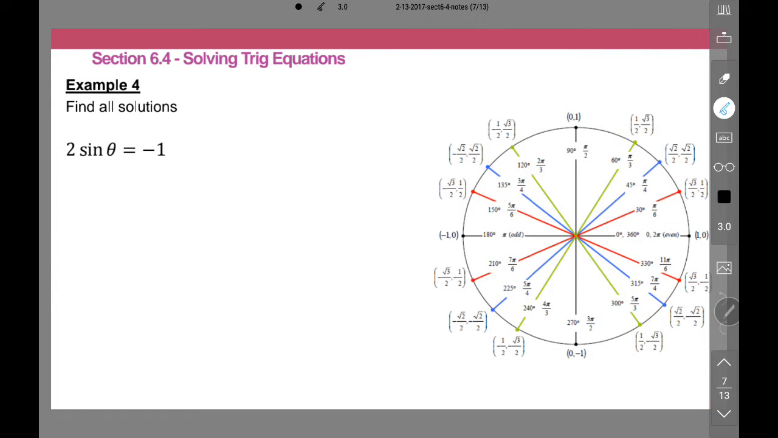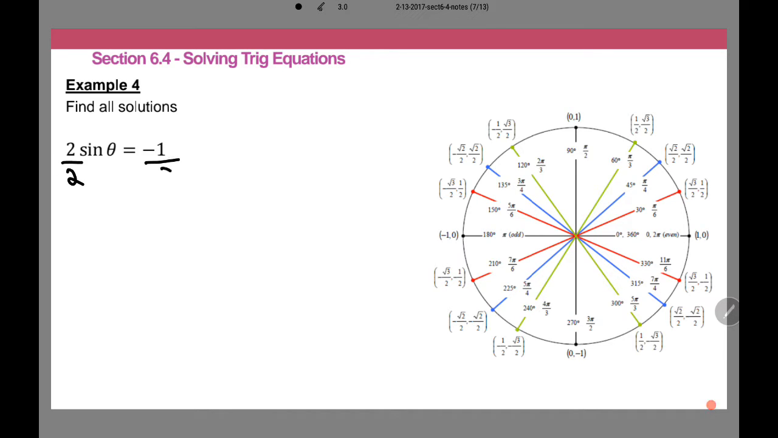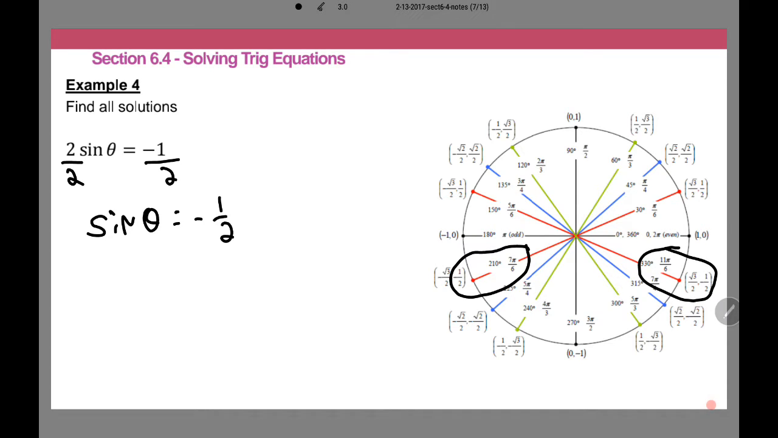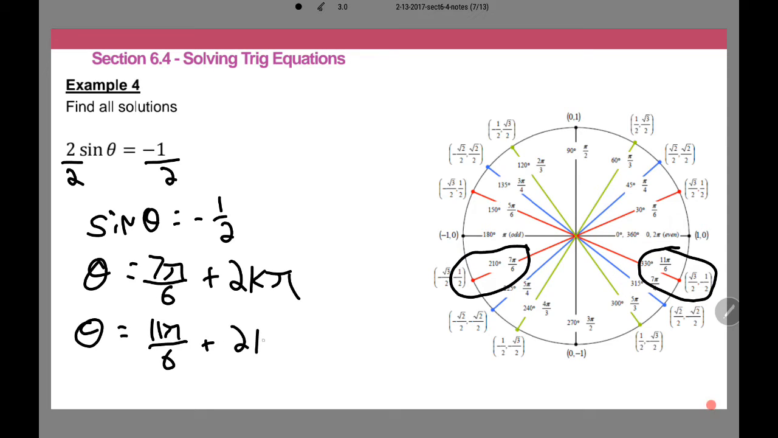The rest of it works out the exact same way though. Alright, so all solutions. First step, divide everything by 2 on both sides. I'm looking for the sine of theta being -1/2. Alright, so -1/2 occurs at 2 places on the unit circle. So at those 2 places, I'm going to have theta equal to 7 pi over 6. And then I've still got to add that 2k pi on. And theta is equal to 11 pi over 6 plus 2k pi.